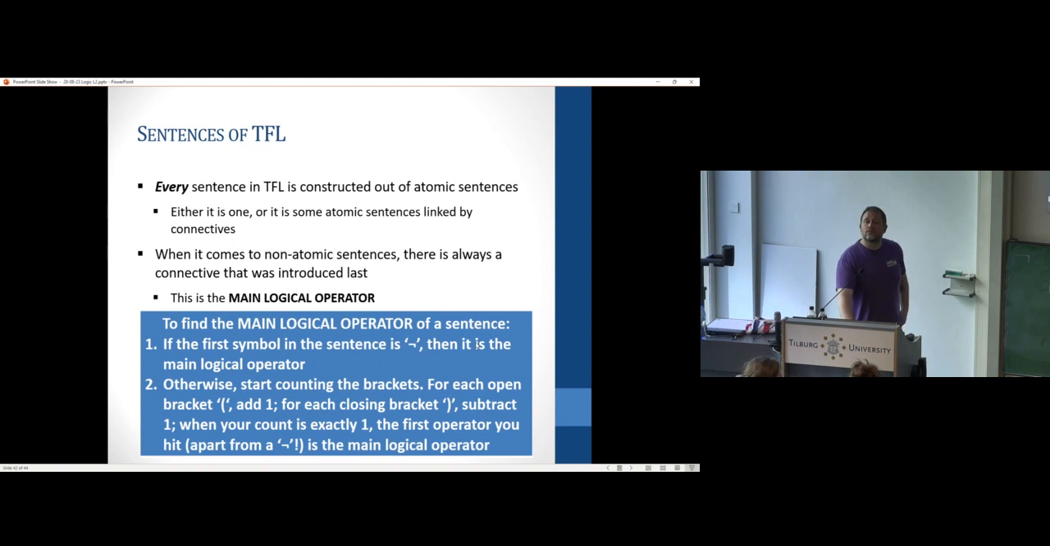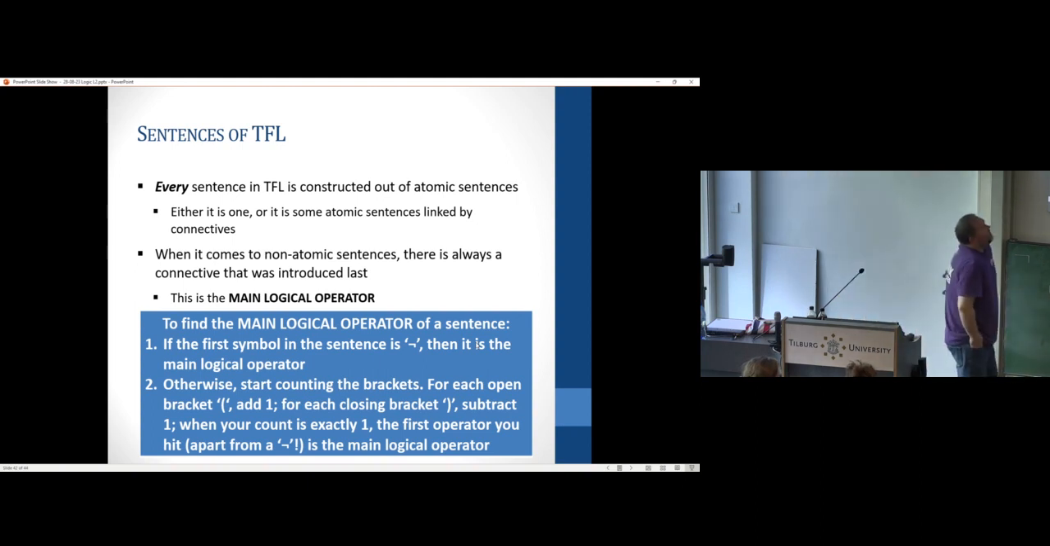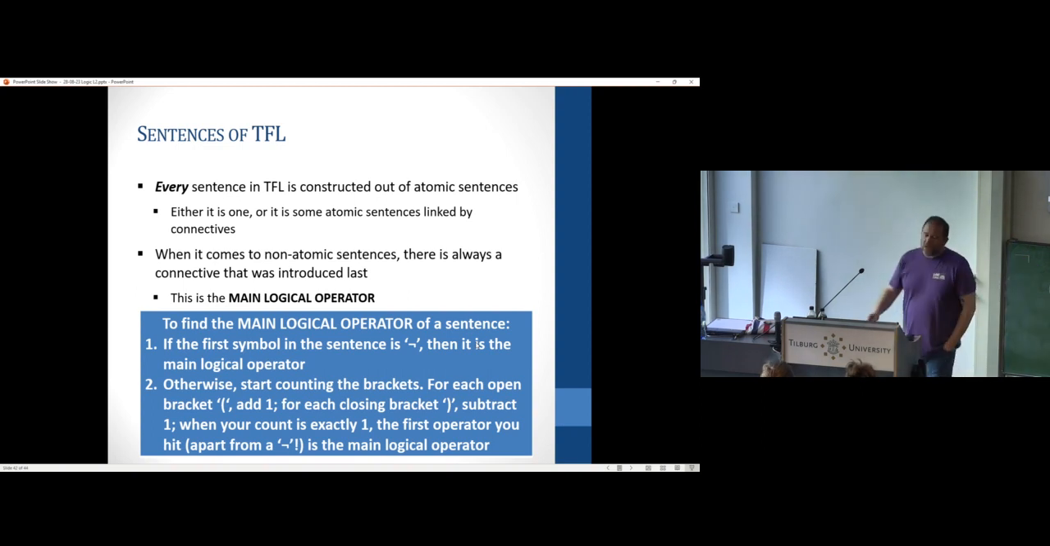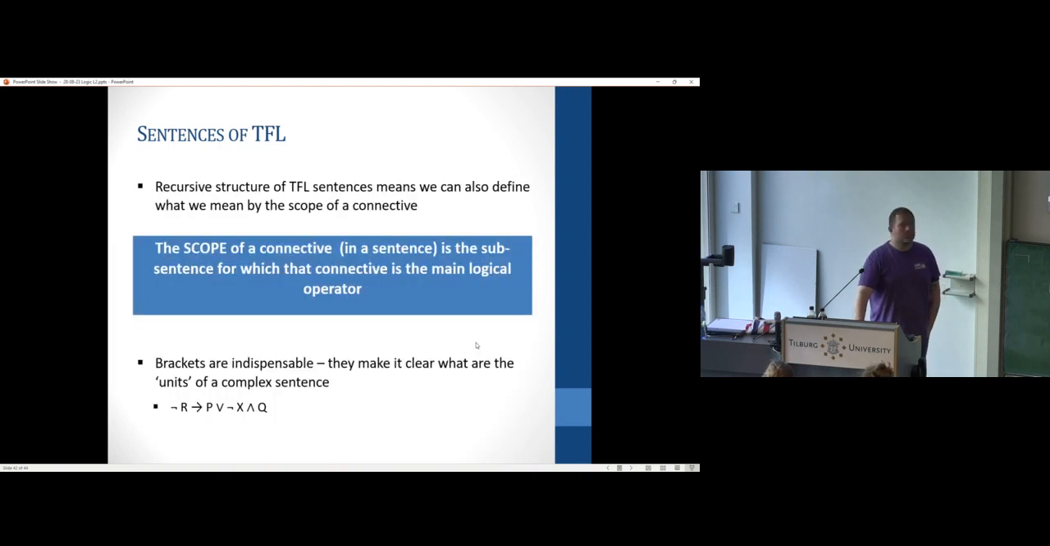What would be the definition of main logical operator? So the definition here is effectively the operator that has the biggest scope. The main logical operator of a sentence is the operator that has the largest scope for the sentence.